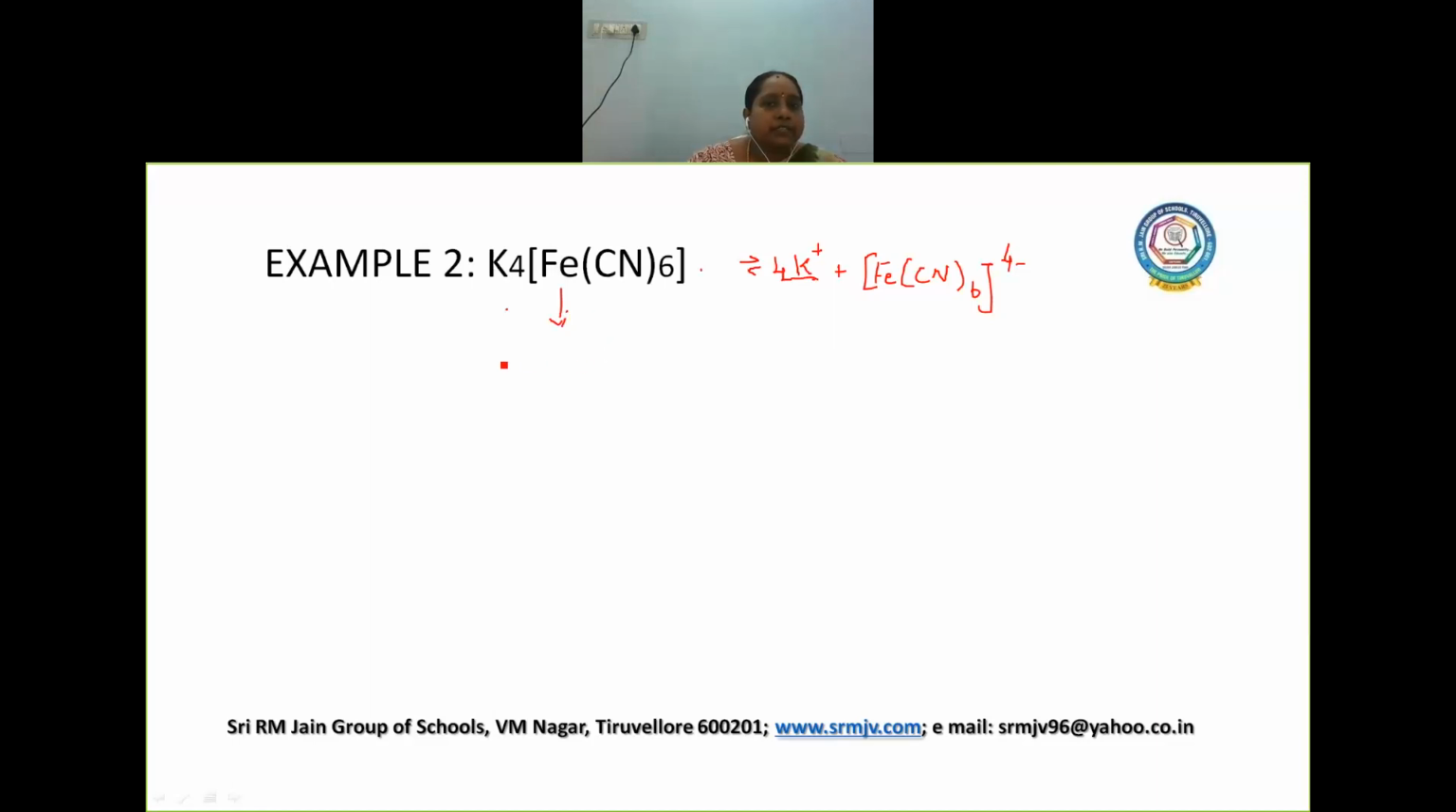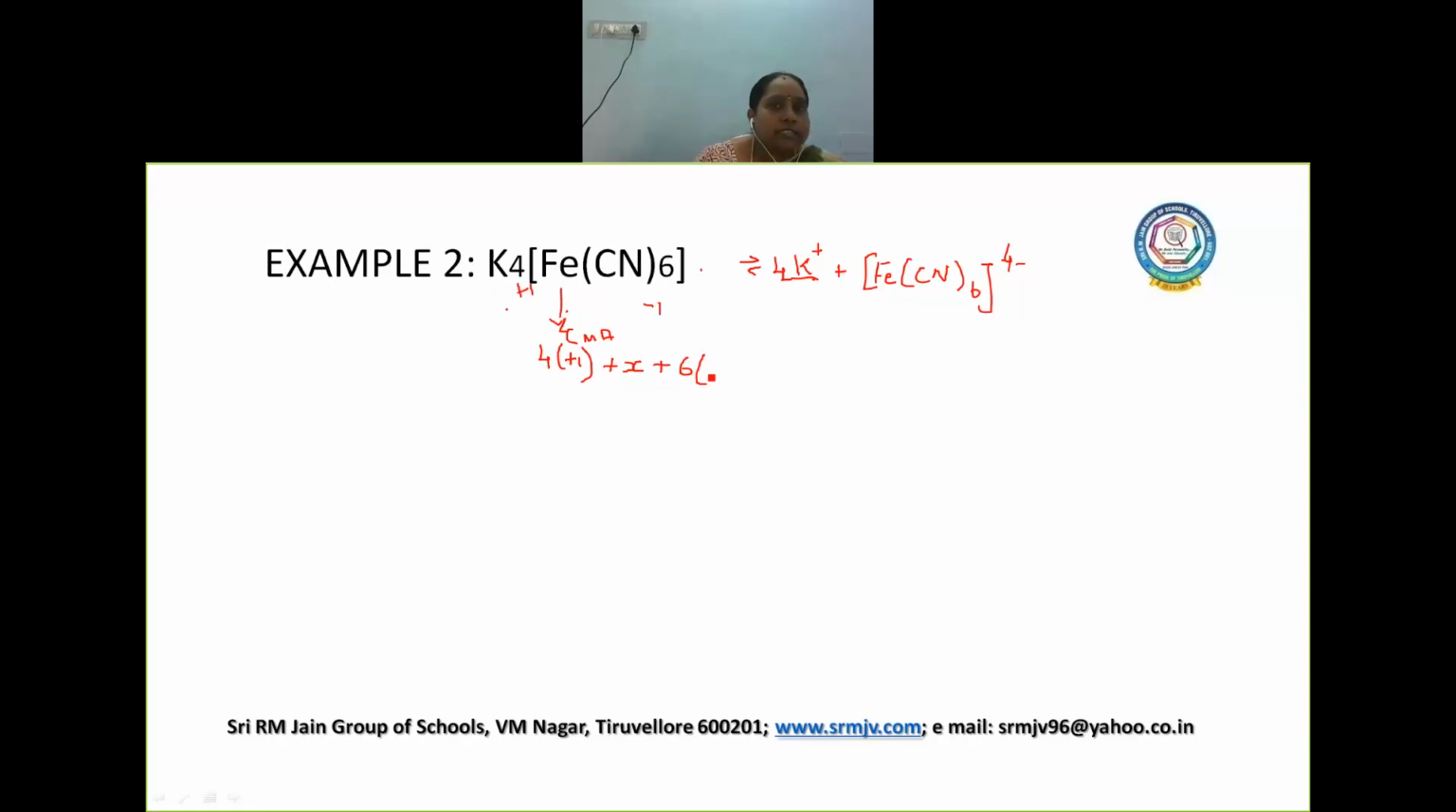So here we have 4 potassium ions, so 4 whose charge is +1. And the iron, let us take it as X, because this is the central metal atom. X plus 6 cyanide ions are there, and it is a unidentate ligand whose charge is -1, whereas the charge of potassium is +1.